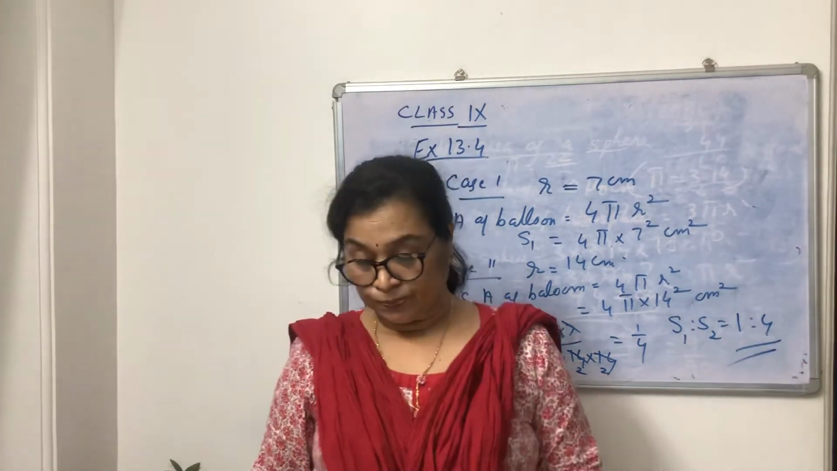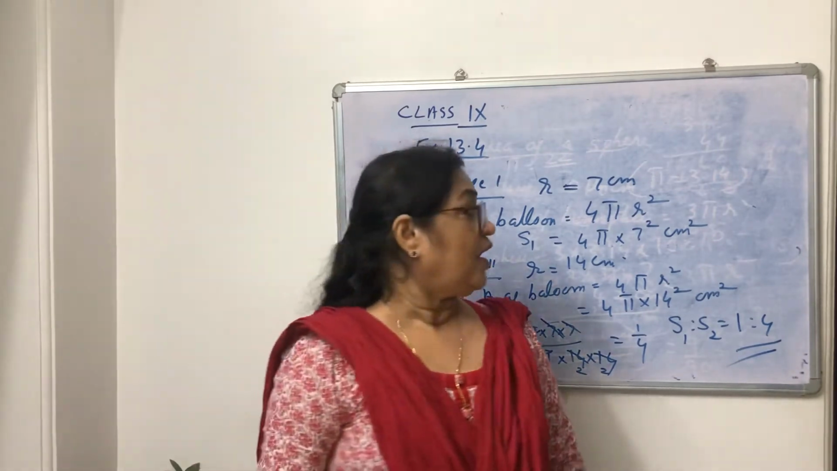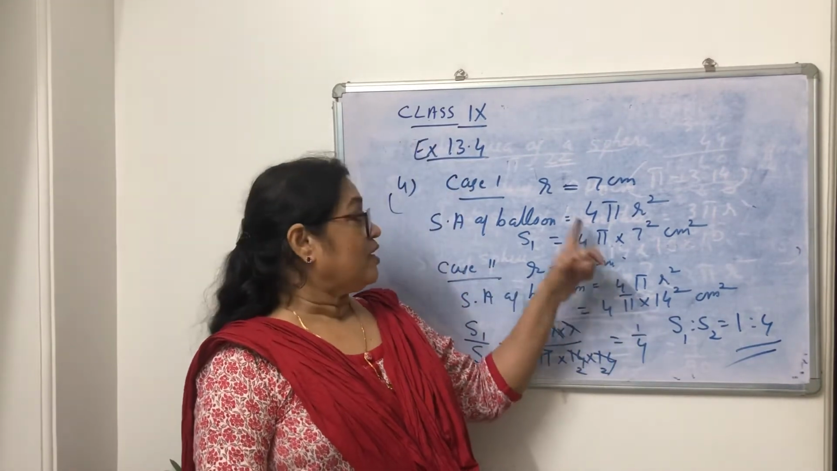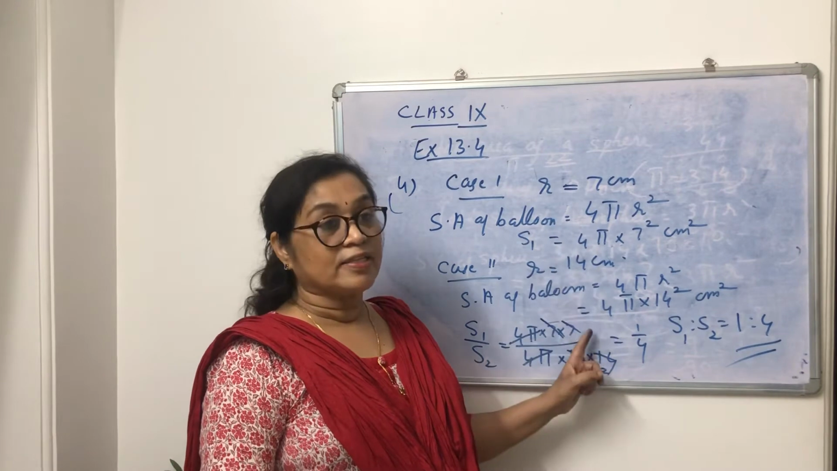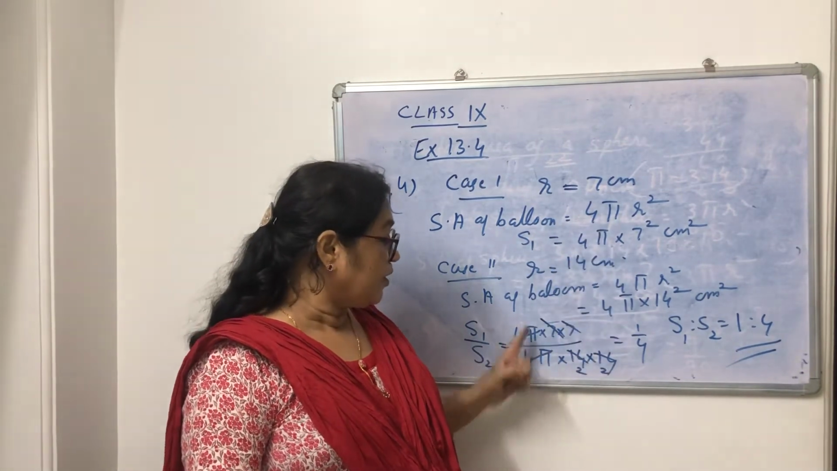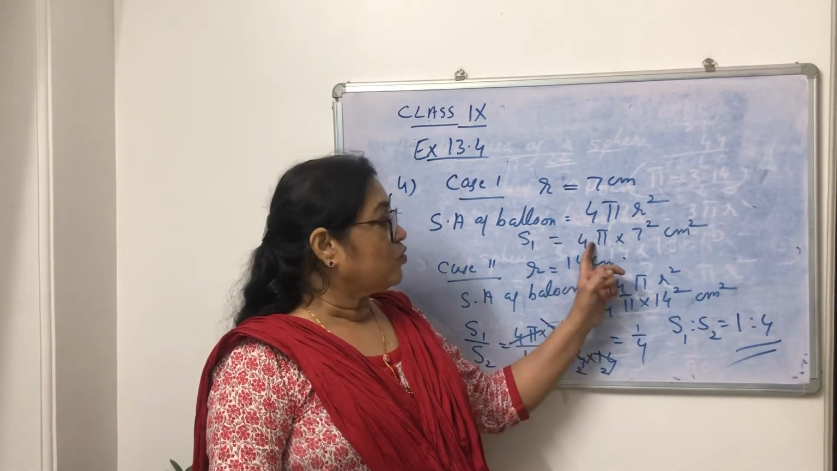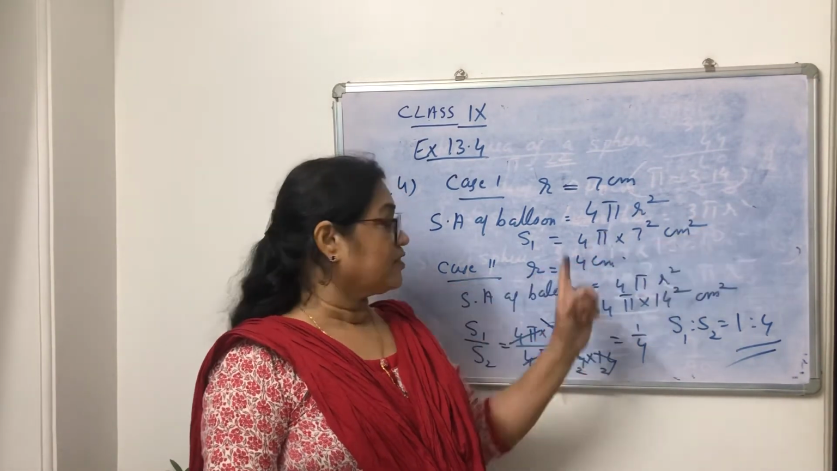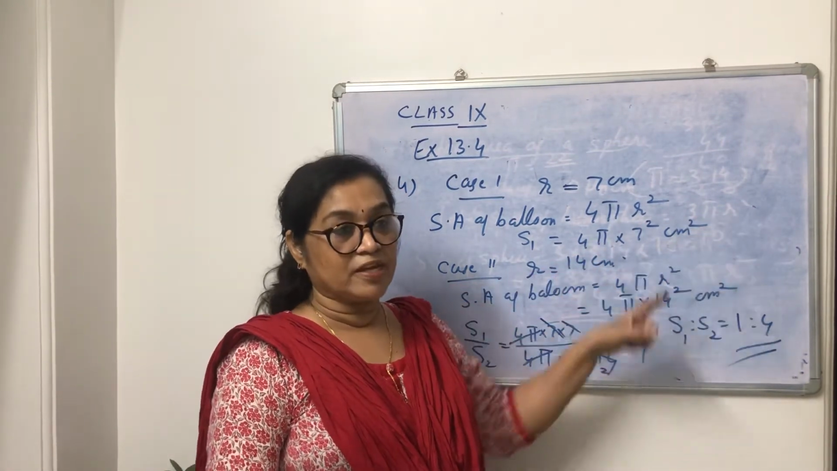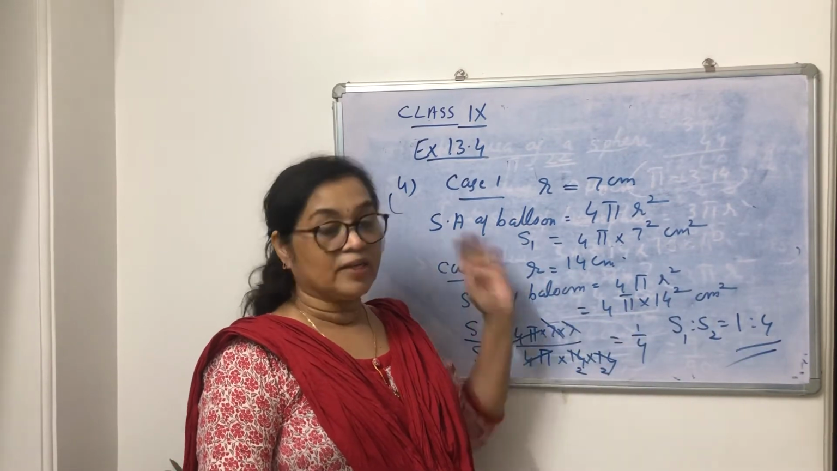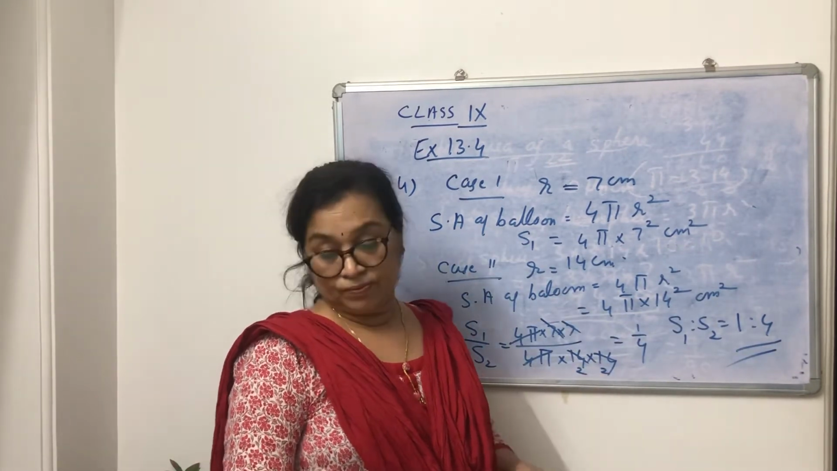I have not multiplied because we are comparing and taking the ratio, this 4 pi from the numerator and denominator can be cancelled. Otherwise you are multiplying, finding out the answer, here also multiplying, finding out the answer, then dividing, the calculation will become long.